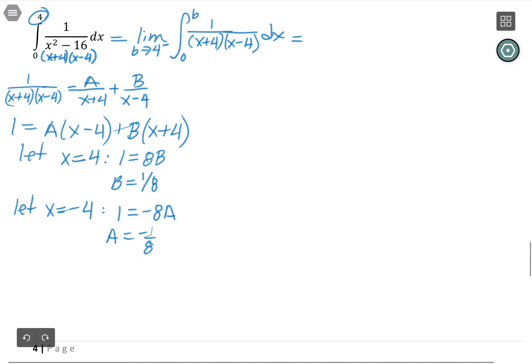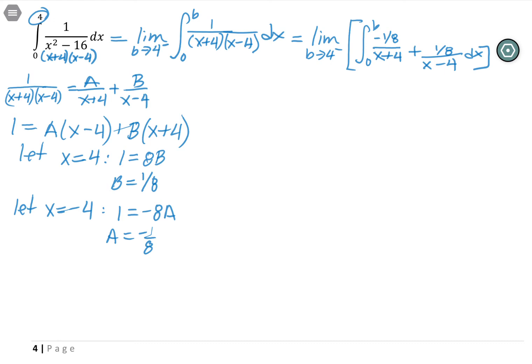So back up here, I really have the limit as b approaches 4 from the left of the integral from 0 to b. Probably don't actually need that bracket of, which is a. Negative 1/8 divided by x plus 4, and then a 1/8 divided by x minus 4. Sorry, it's weirdly crooked. You probably can't see it, but my record bar is right in the way.